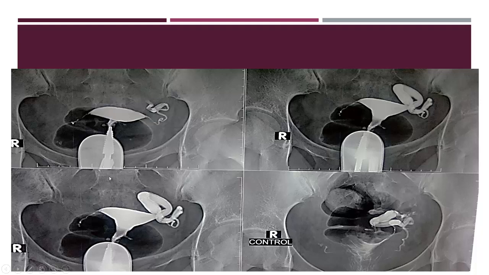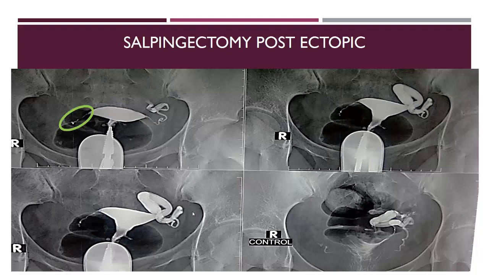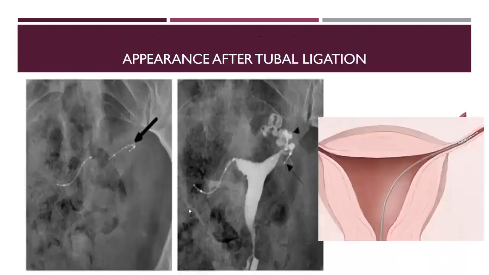Another case. In this case, there is an important finding you have to pick out: this tube is not complete. This is mostly a post-ectopic salpingectomy. Only the isthmic part is seen. And here we can see the other tube also shows fimbrial adhesions with consequent hydrosalpinx, mostly due to adhesions present due to the ectopic. So this is post-ectopic salpingectomy with hydrosalpinx on the other side.